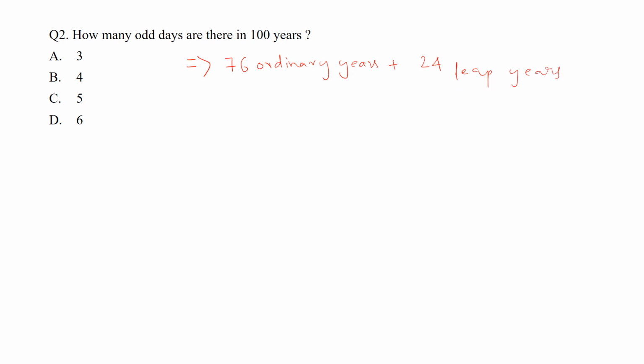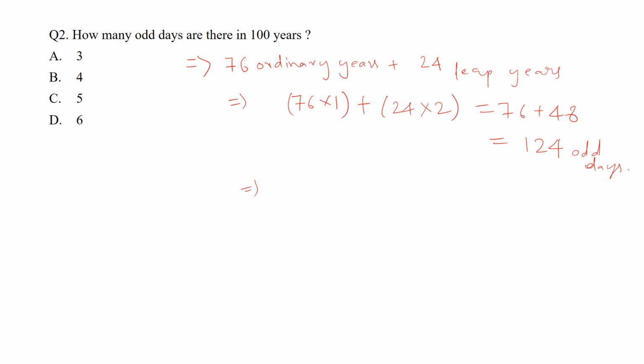We have also seen an ordinary year has one odd day, which means 76 into 1, plus in a leap year you have two odd days, so 24 into 2. 76 plus 48, which is 124, and 124 odd days is not the answer because odd days must be less than 7. So what we have to do is divide 124 by 7.